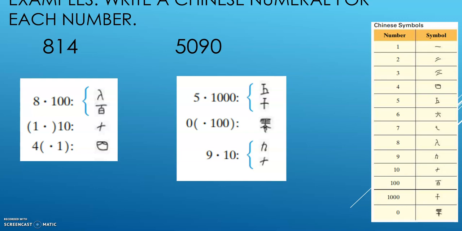That is section 4.1, Historical Numeration Systems.